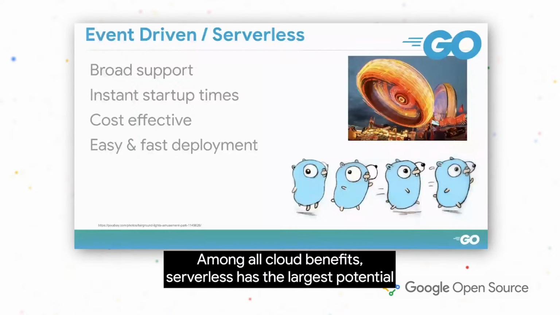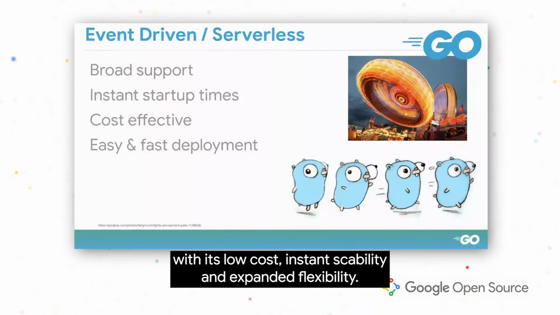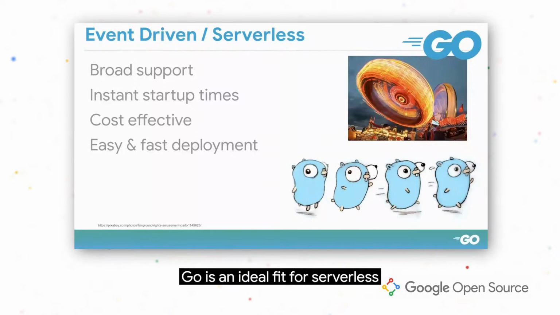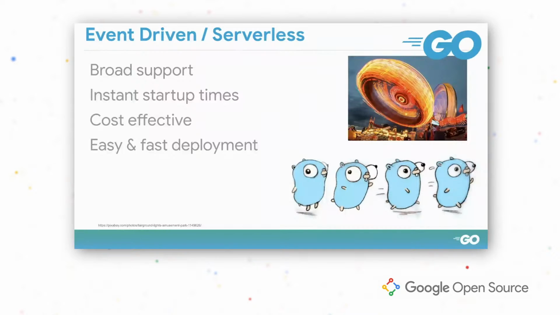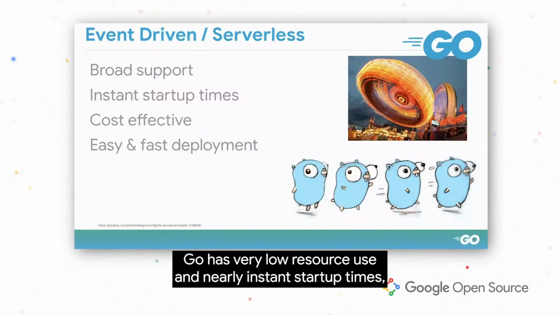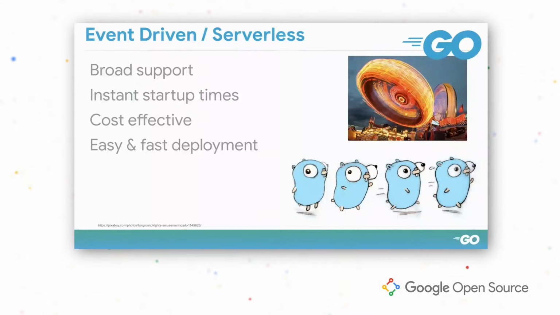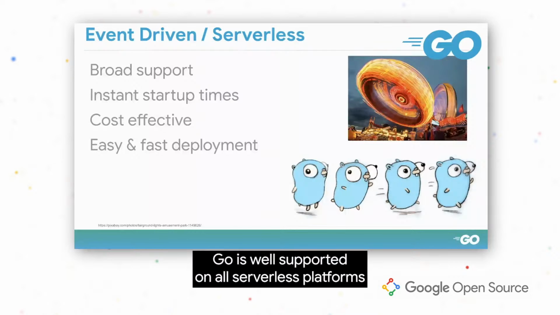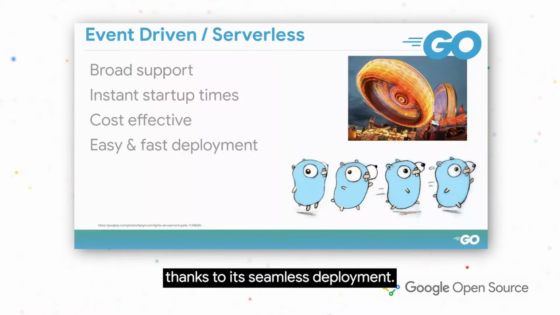Among all cloud benefits, serverless has the largest potential for sustaining business growth, with its low cost, instant scalability, and expanded flexibility. Go is an ideal fit for serverless, with broad support on all serverless platforms. Go has very low resource use and nearly instant startup times, especially when compared to applications written in legacy languages which utilize interpreters. Go is well supported on all serverless platforms, and Google's Cloud Run is the ideal platform for Go applications, thanks to its seamless deployment.